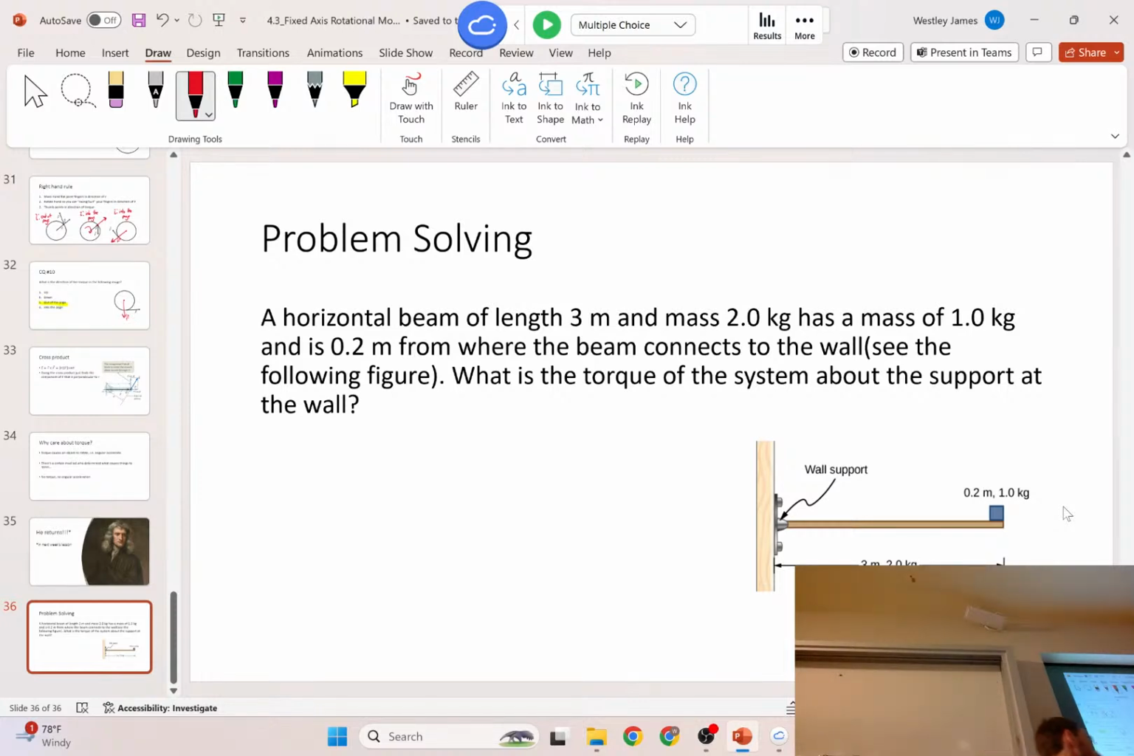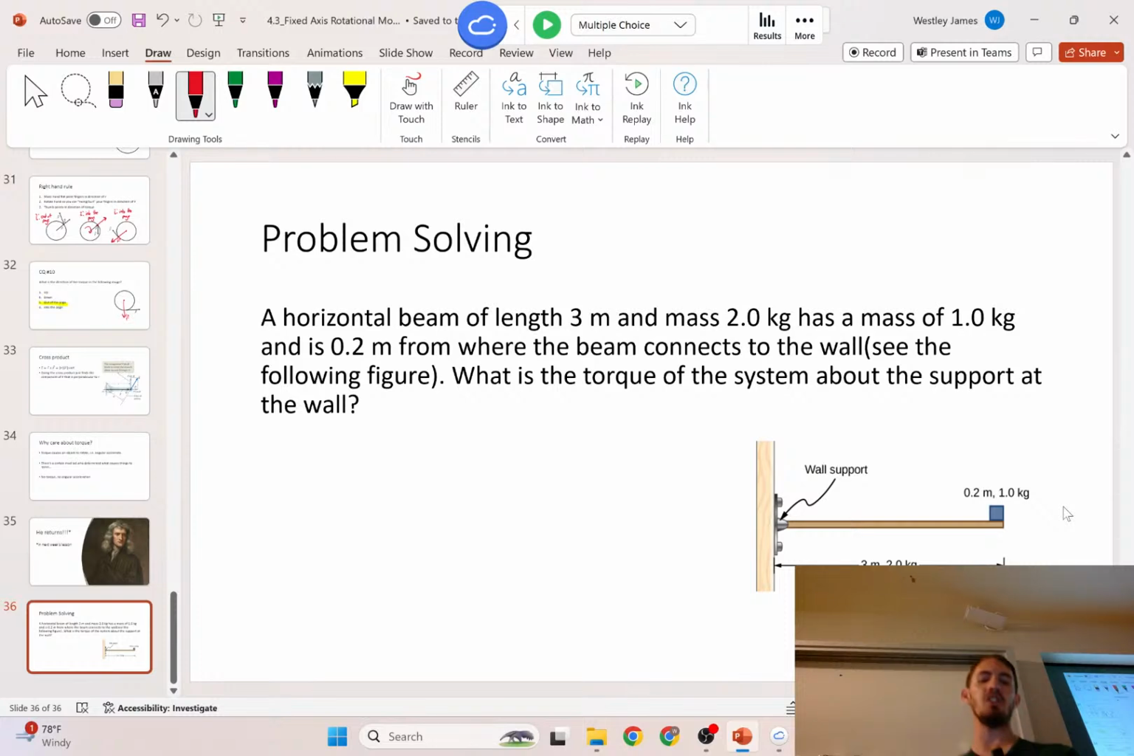You've got a beam. This beam has a mass to it. It is not a massless beam. That's important. You also have a mass sitting at the end of it. There it is. Oh, I see why they put that 0.2 meters. Ooh, this is a little spicy.